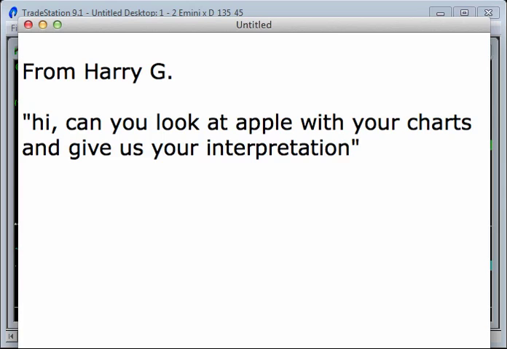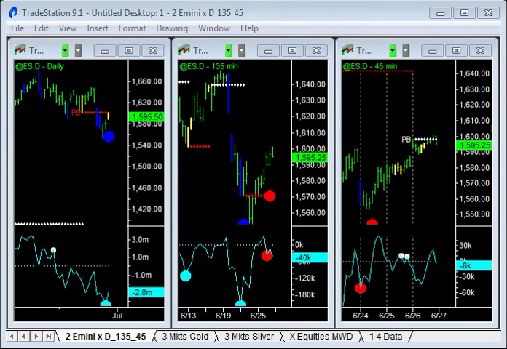Hi, can you look at Apple with your charts, give us your interpretation. But just before doing that, let's just talk really quickly about today's activity.